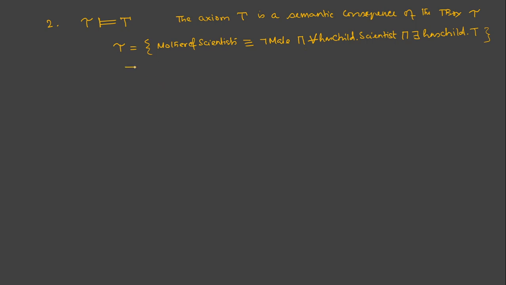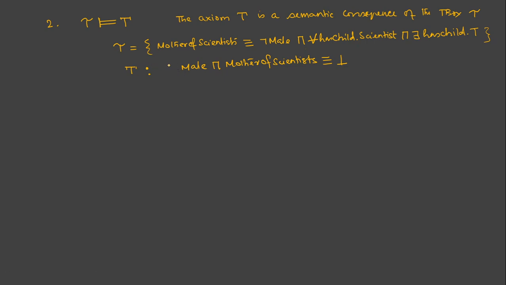Now let us consider the axiom T to be this. So this T we are defining to be not of male, right, and mother of scientists, and the intersection evaluates to be null or nothing, right? So we need to check whether this axiom T is a semantic consequence of T. Of course it is, because, so our T is not this. This is our T, right?